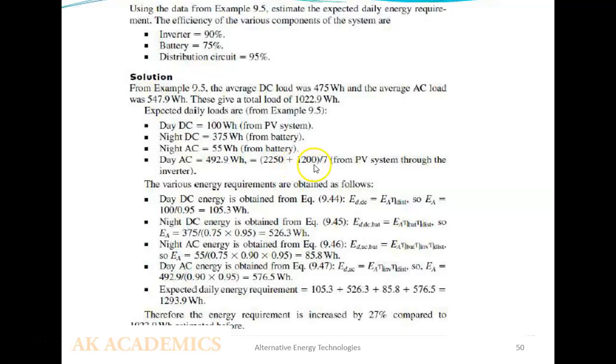Those are actually used weekly. For the oven, we obtain 2,250 per week, and for the iron, we obtain 1,200 per week. If we add both of them together and divide by 7, we would obtain the daily AC power required during the day, and that gives us 492.9 watt hours.